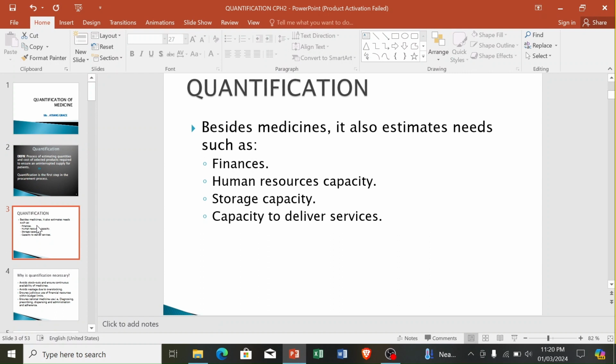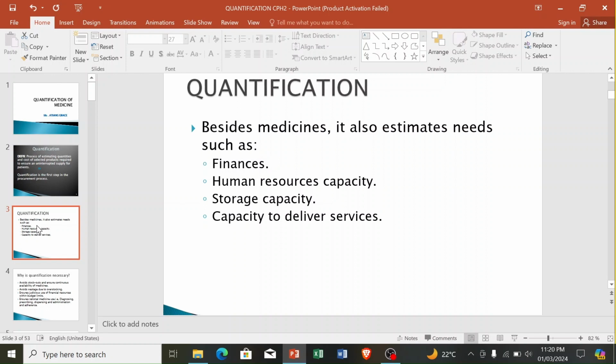That is all you need to know about quantification: estimating quantities, how much you would require of whatever you have selected, how much do you need. Besides medicines, it also estimates needs such as finances, human resource capacity, storage capacity, and capacity to deliver services. When we look at finance, we are looking at the costs of whatever medicine, and how much we have in the facility.